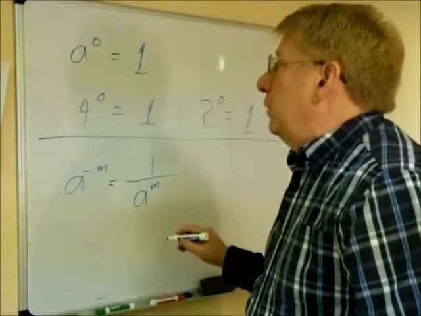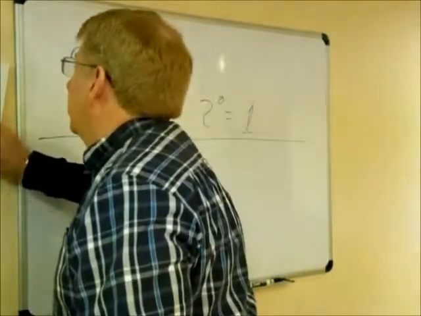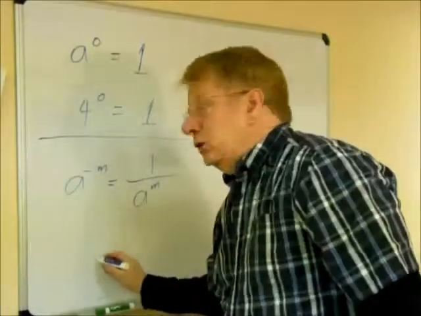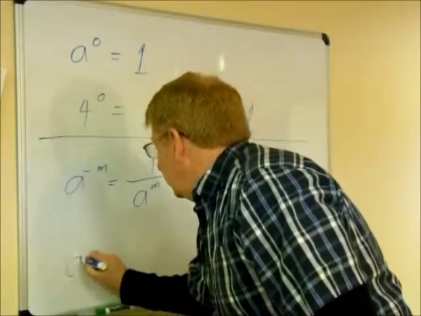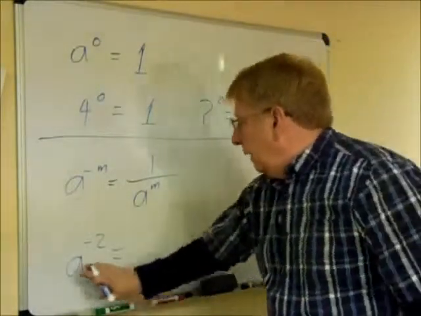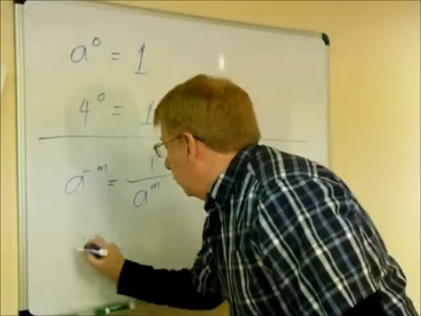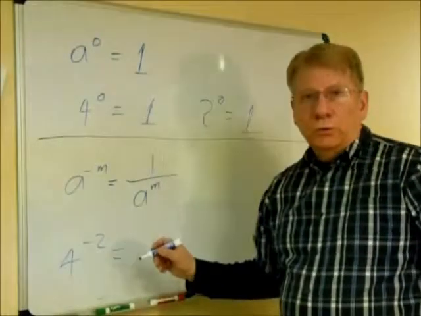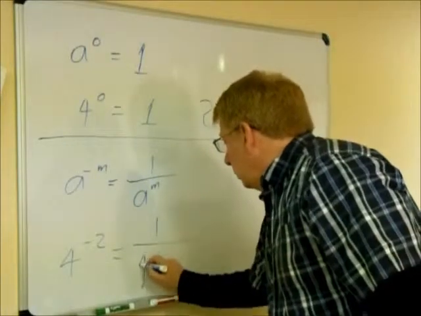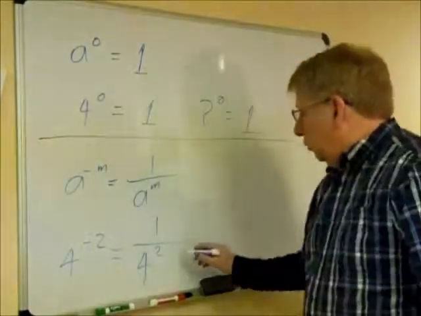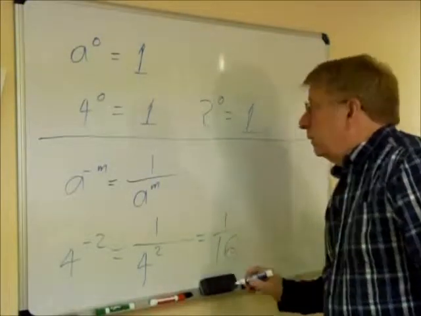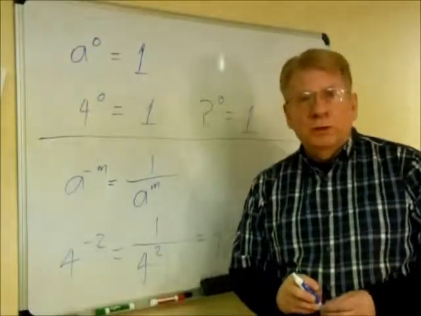If I take an example of that, well, we can pick virtually anything, so we'll use a to the minus 2. And actually, let's change the a. Let's call it 4 to the minus 2. So that would be the same as 1 over 4 to the positive 2. And of course, 4 squared is 16. So we'd end up with 1/16. Okay, these are some basic rules when we're dealing with exponents.